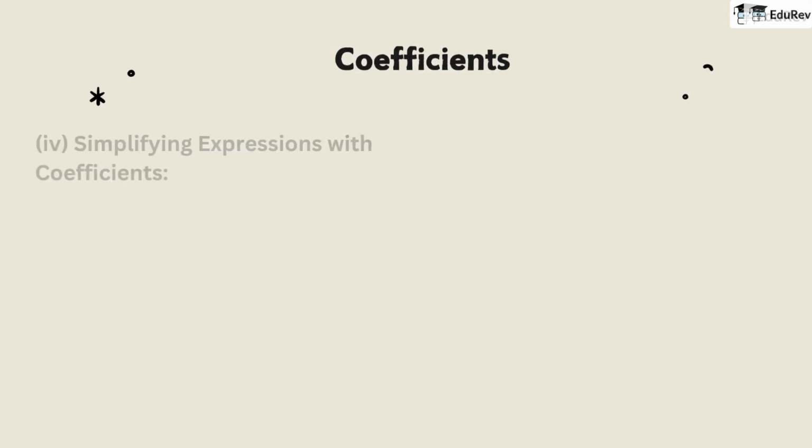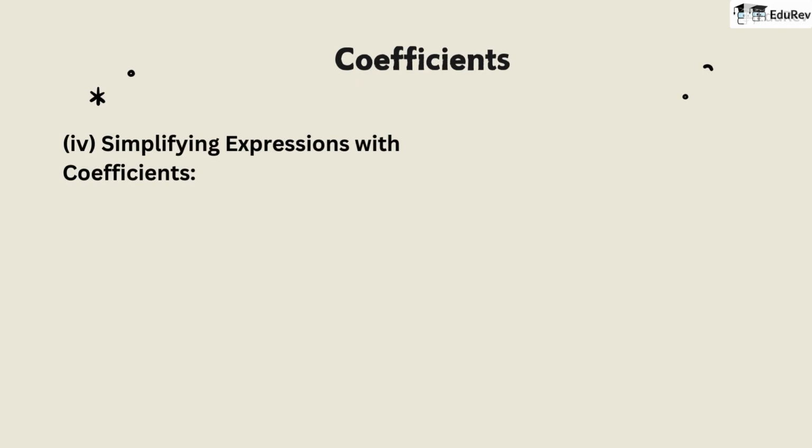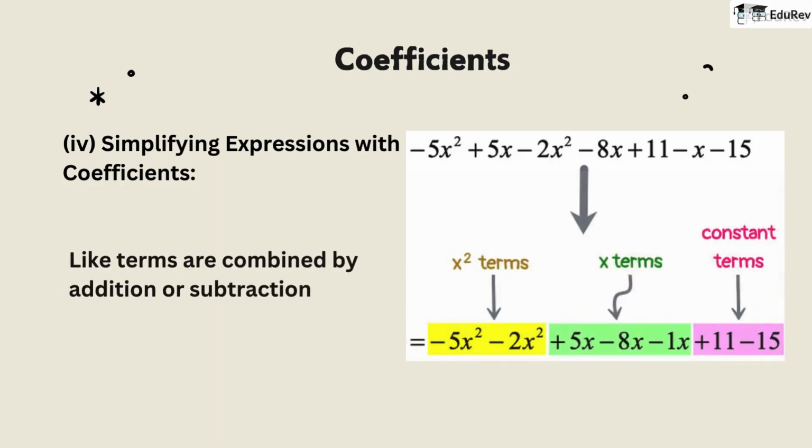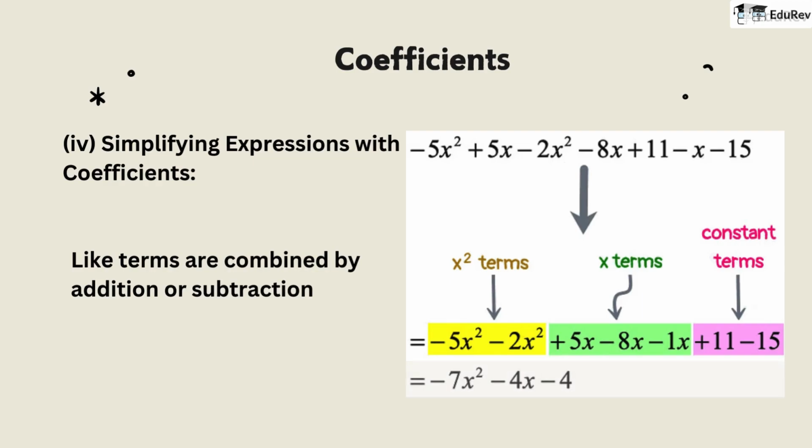Now, let's simplify an expression. If we have -5x squared plus 5x minus 2x squared minus 8x plus 11 minus x minus 15, we can combine like terms. First, we group the x squared terms and the x terms together. This leads us to -5x squared minus 2x squared plus 5x minus 8x minus 1x plus 11 minus 15, which simplifies to -7x squared minus 4x minus 4.